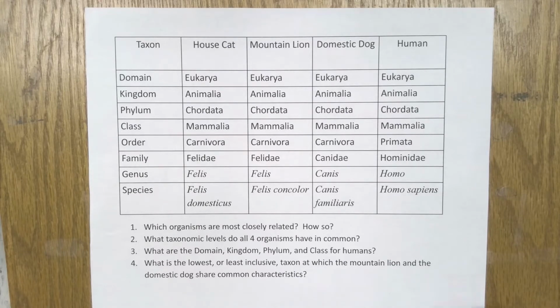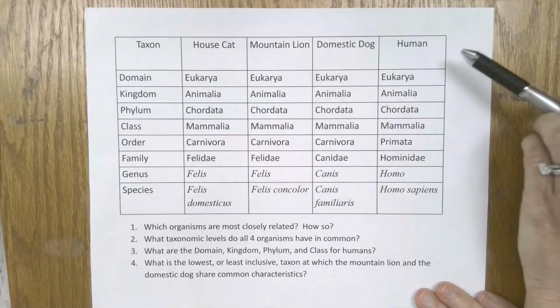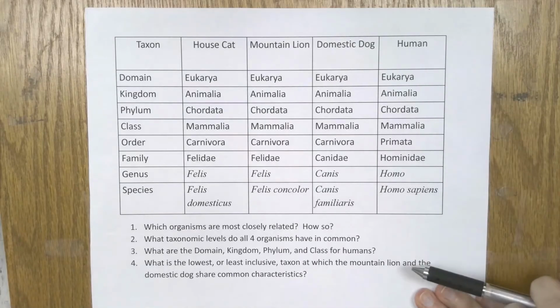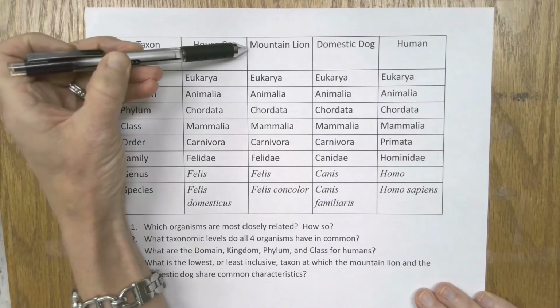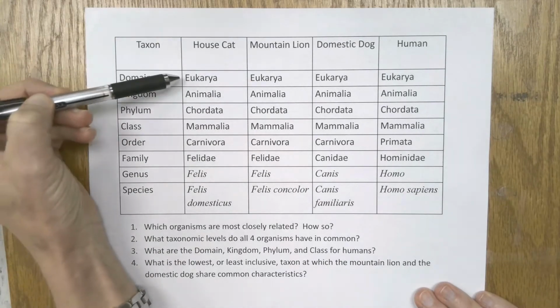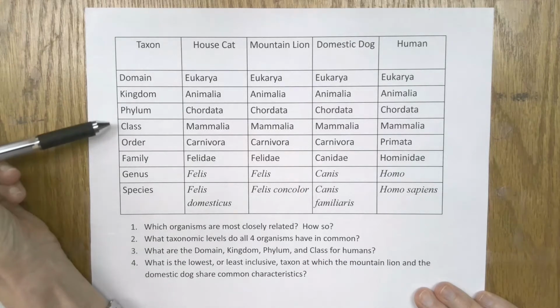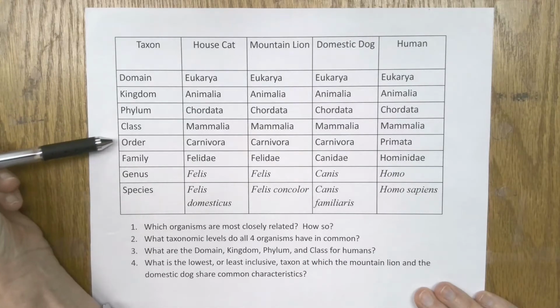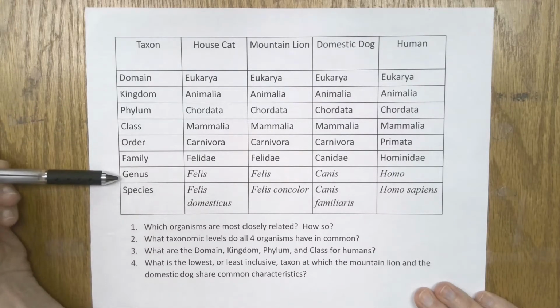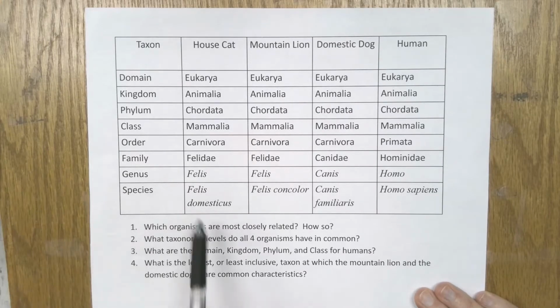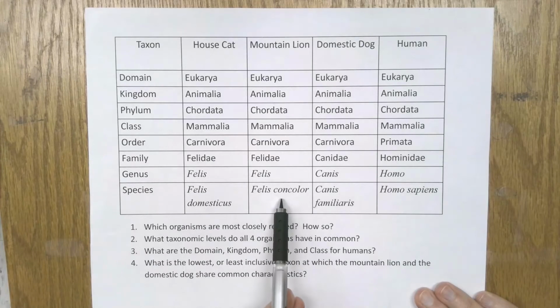But notice that we've got 4 organisms across the top, and you're just being asked a couple of specific questions about them. The organisms that are the most closely related are going to be the house cat and the mountain lion, and that's because they're both in the same domain, kingdom, phylum, class, order, family, and even the same genus. They are different species though: Felis domesticus and Felis concolor.